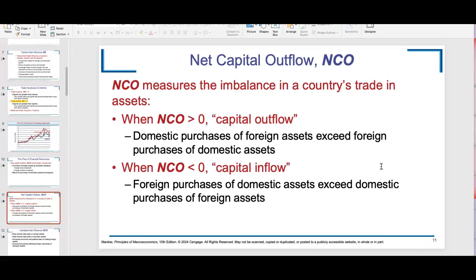assets, right? So the U.S. is spending more money. The capital is going out of the country, outflow. The money is going out, right? NCO is bigger than zero. When the net capital outflow is less than zero, then we're saying that the money is coming into the country. The foreigners are buying more U.S. assets. When does that happen?